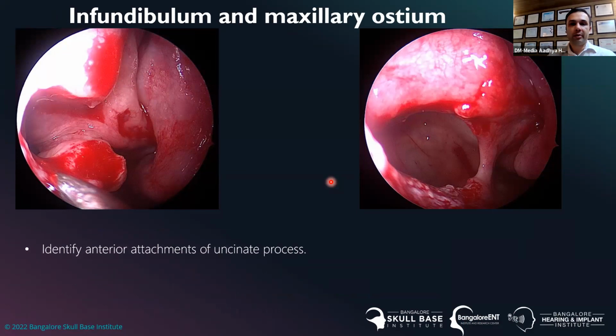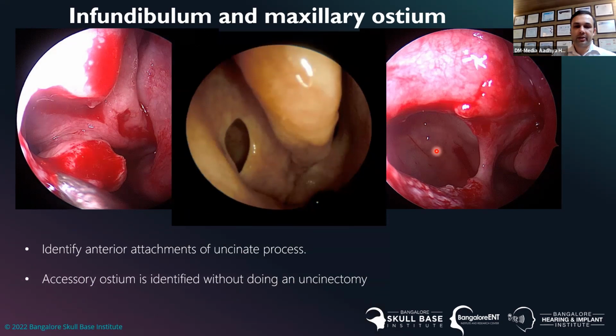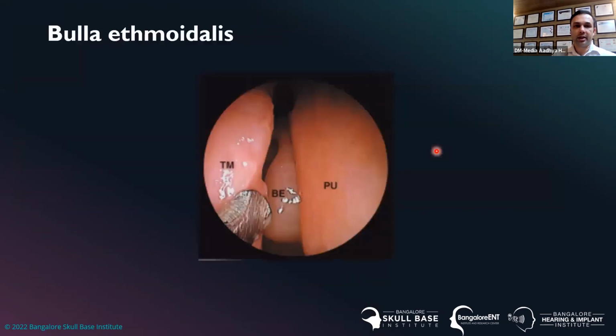So when you look at the infundibulum and the maxillary ostium, once the uncinate process is taken down, you can observe the natural maxillary ostium, and you can differentiate it from an accessory ostium in a way that the accessory ostium is present even when the uncinate process is not taken down. So this is the accessory ostium, which is identified without doing an uncinectomy.